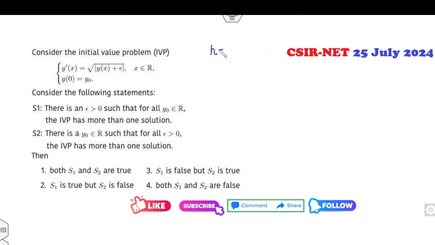First of all, I can simply choose h is y plus epsilon. Fine. Then clearly say this differential equation h dash is my this part. Clear? Now look at the options. There is an epsilon greater than 0, so I can choose any epsilon. You can choose one. Fine.